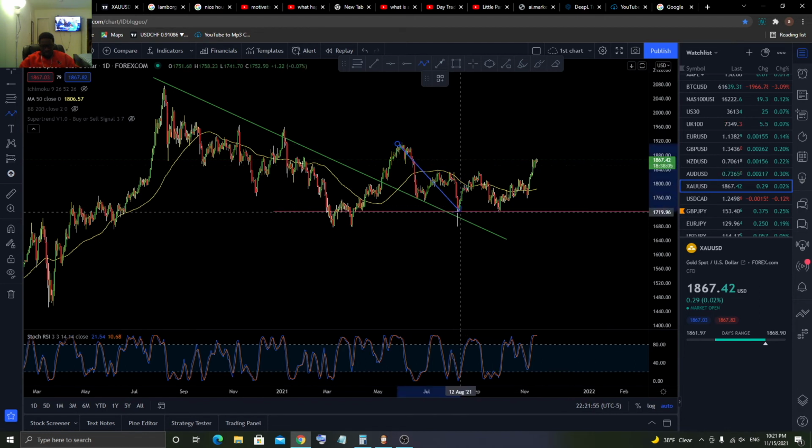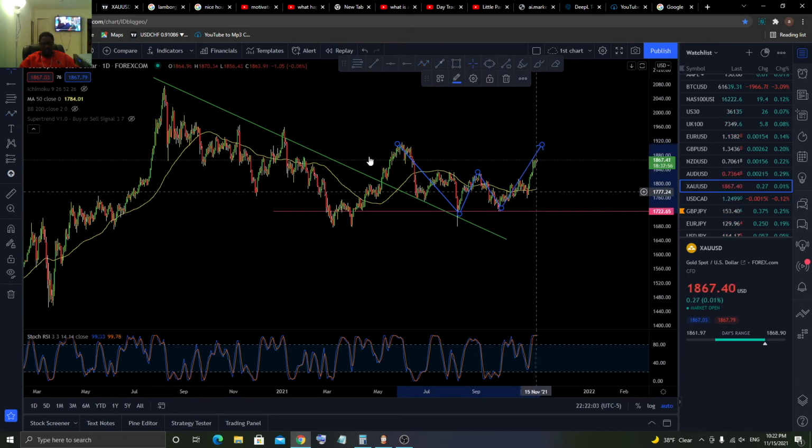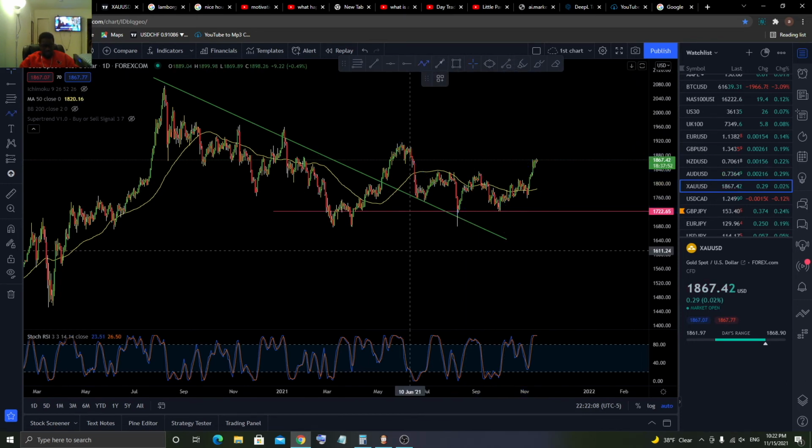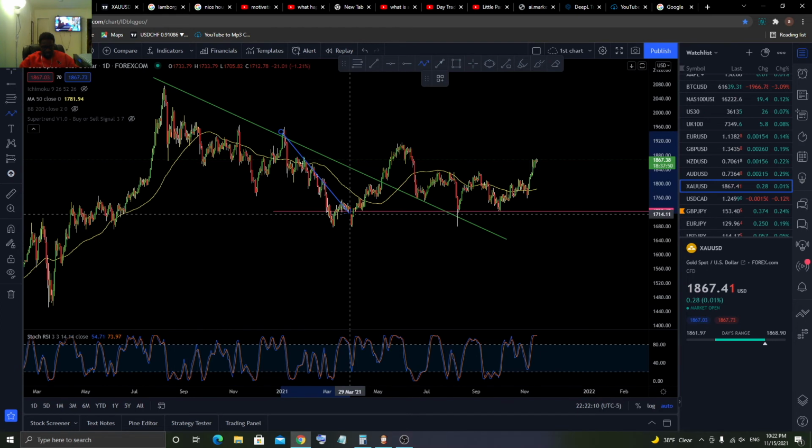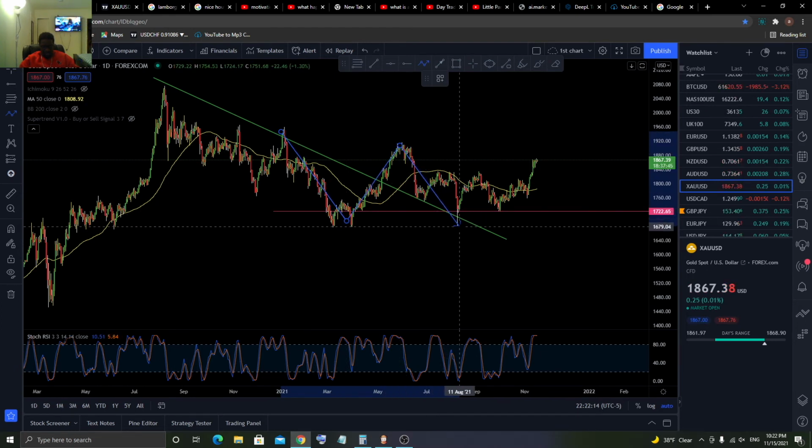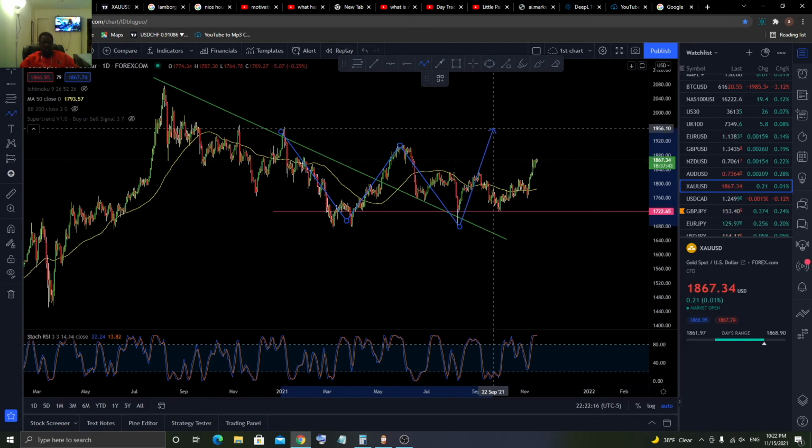Look at 1, 2, 3, 4, and it's going 5. This is what price is doing right now. But not only that, this is what I see. This is my point of view. This is what price is doing. Look at it.